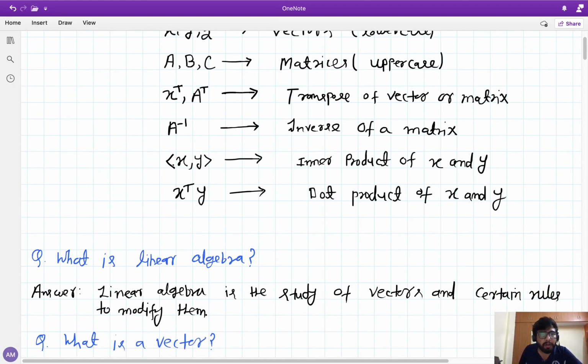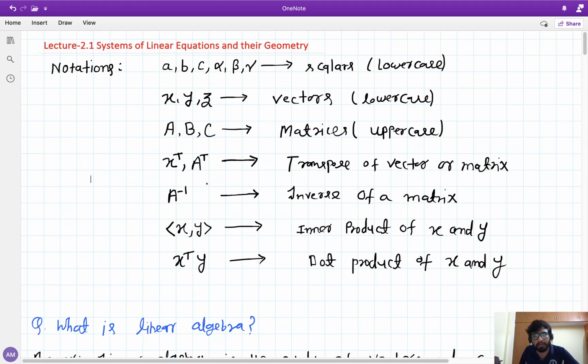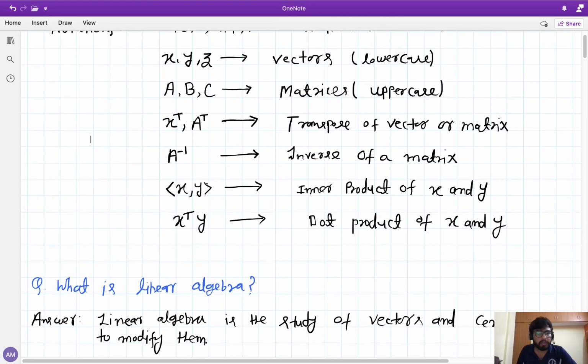And if x and y are two vectors, then their inner product, their dot product, will be shown like this. So these are some basic notations and we will stick to them for the entire course. As we move ahead, I will share whatever notations we require in every lecture.